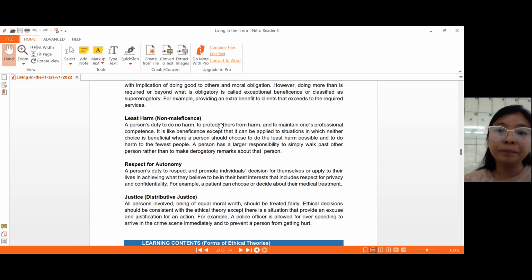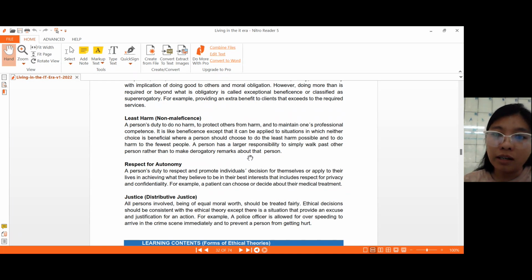So sa least harm, sabi niya parang katulad lang sa beneficence na you have to do good to a person, pero dito kasi parang choosing between two negatives. Siyempre kung ikaw ay torn between choosing two negatives, anong pipiliin mo? Siyempre yung lesser negative, ibig sabihin lesser evil. Pareho silang negative pero yung isa konting negative lang, yung isa malalang negative. So ang pipiliin mo ay yung hindi malalang negative.